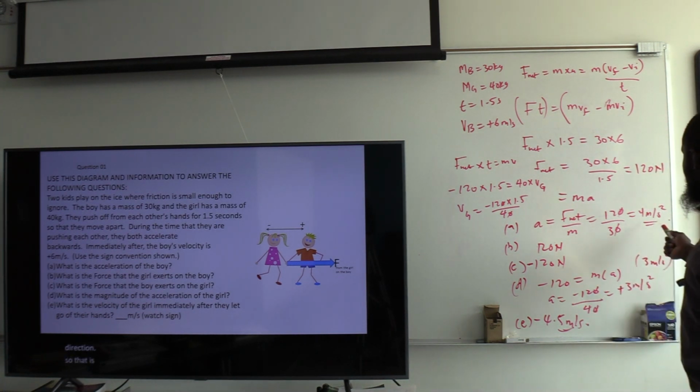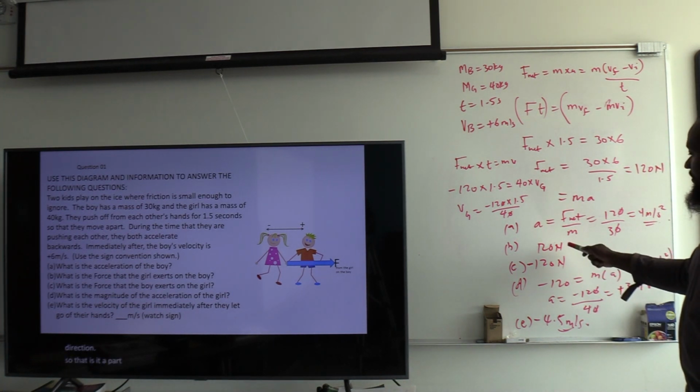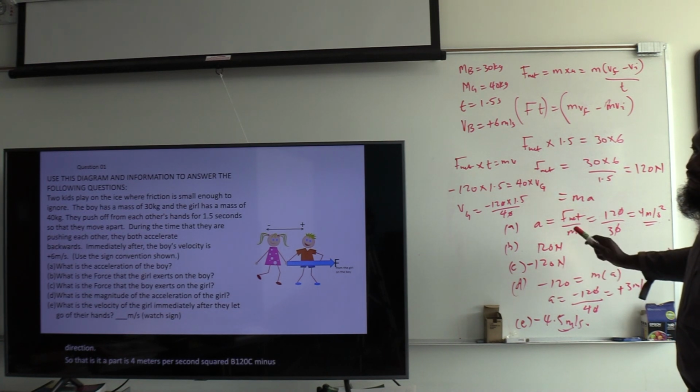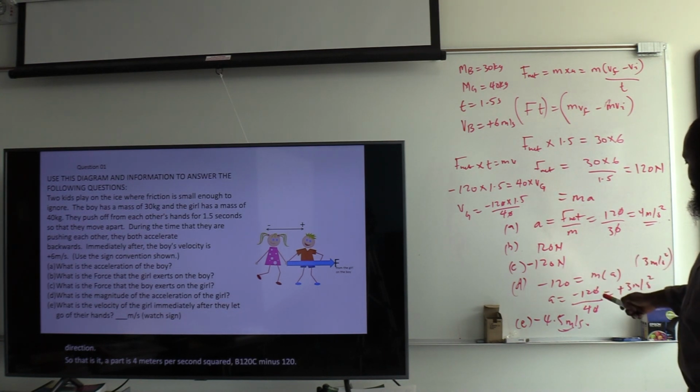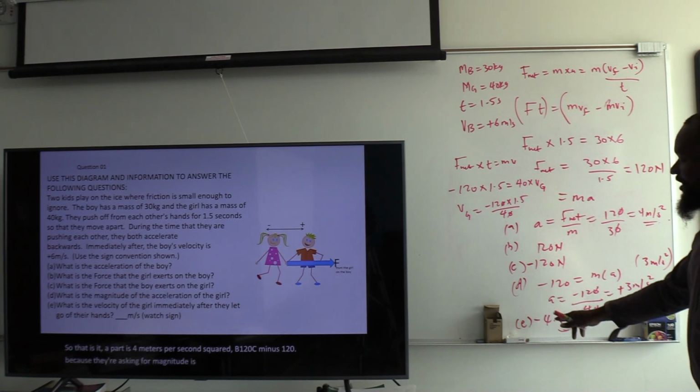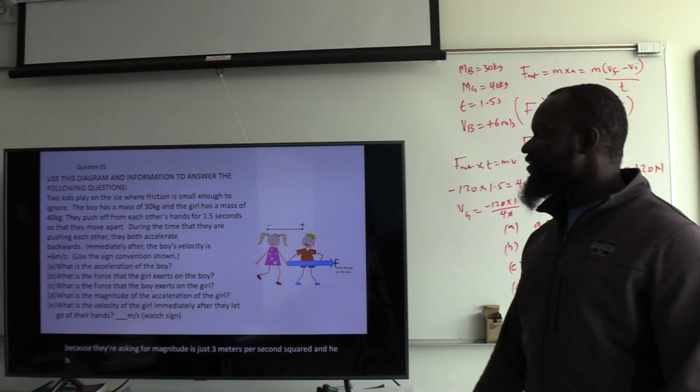So the A part is 4 meters per second squared, B is 120, C is minus 120. D, because they're asking for magnitude, is just 3 meters per second squared. And E is minus 4.5 meters per second for the velocity of the girl.